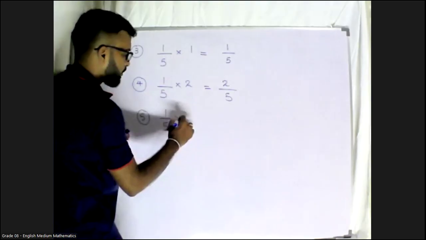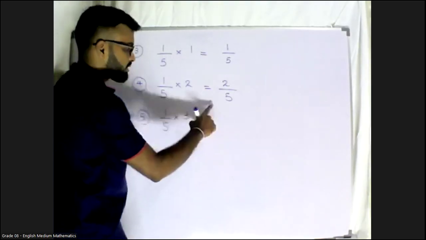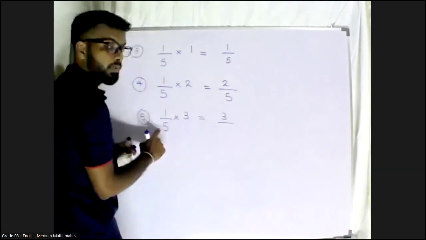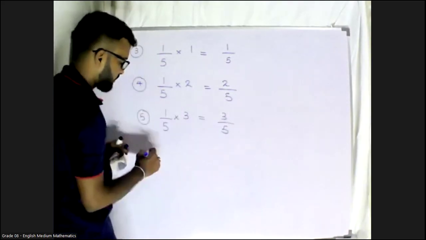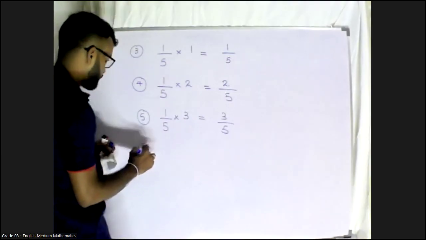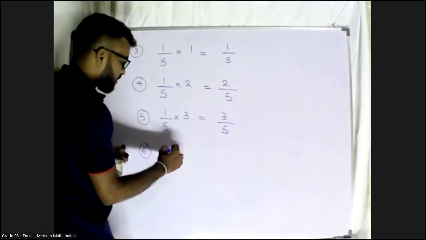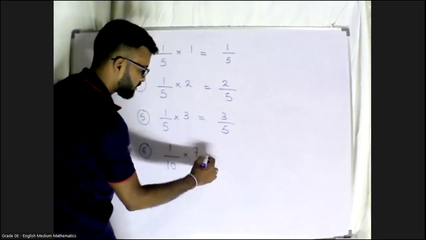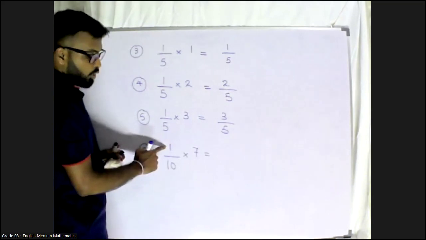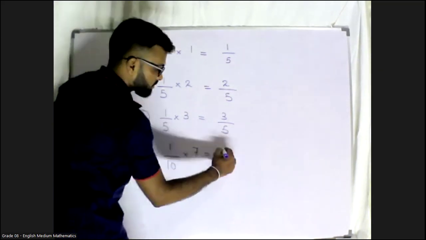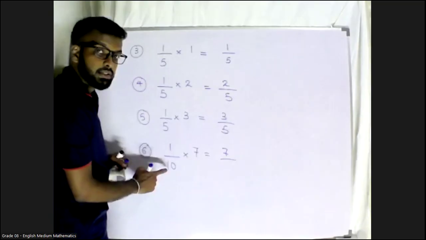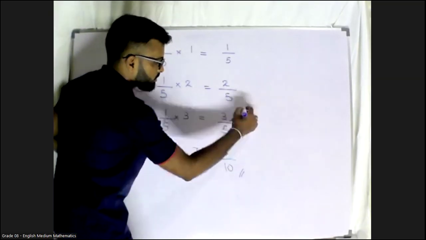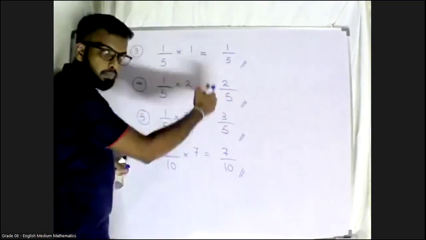1/5 multiplied by 3. Now try to catch the pattern. 1 times 3, 3. Denominator is 5. Then 1/10 multiplied by 7. Numerator 1 times 7, 7. Denominator is 10. So these should be the answers. Please write this.